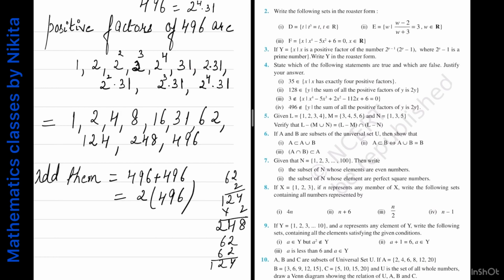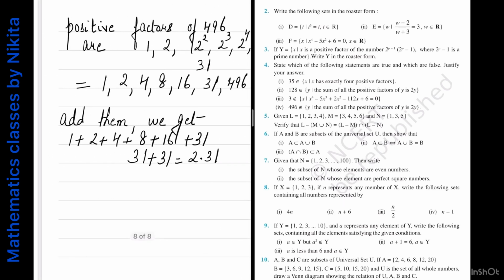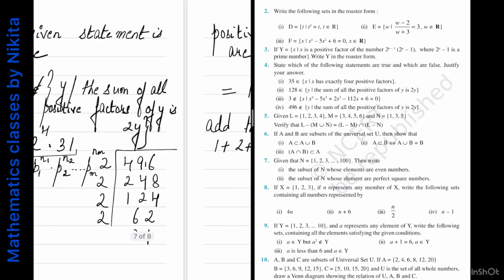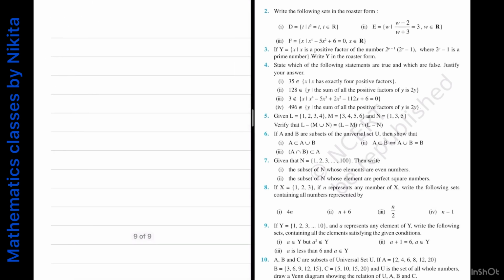And it is given that 496 does not belong to this set. But what we are getting is that 496 should belong to this set. So therefore, the given statement is false. So I will write the given statement is false. Okay. Because 496 belongs to that set. So I have told you how you have to do it. Now let's see the next question.